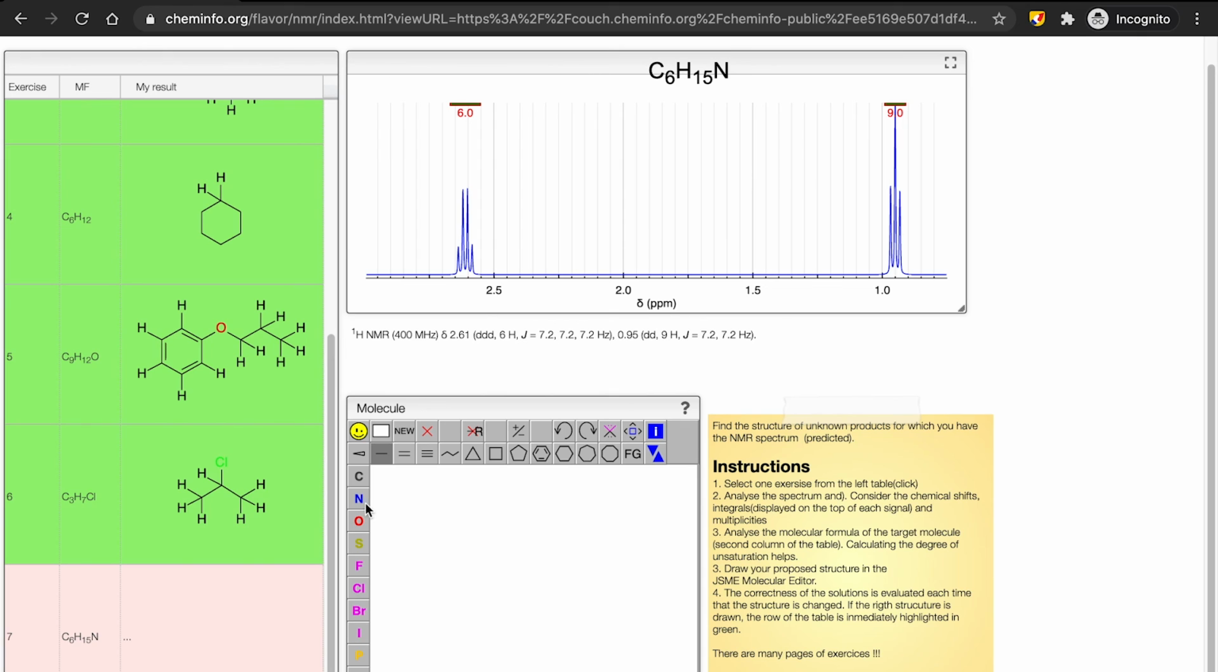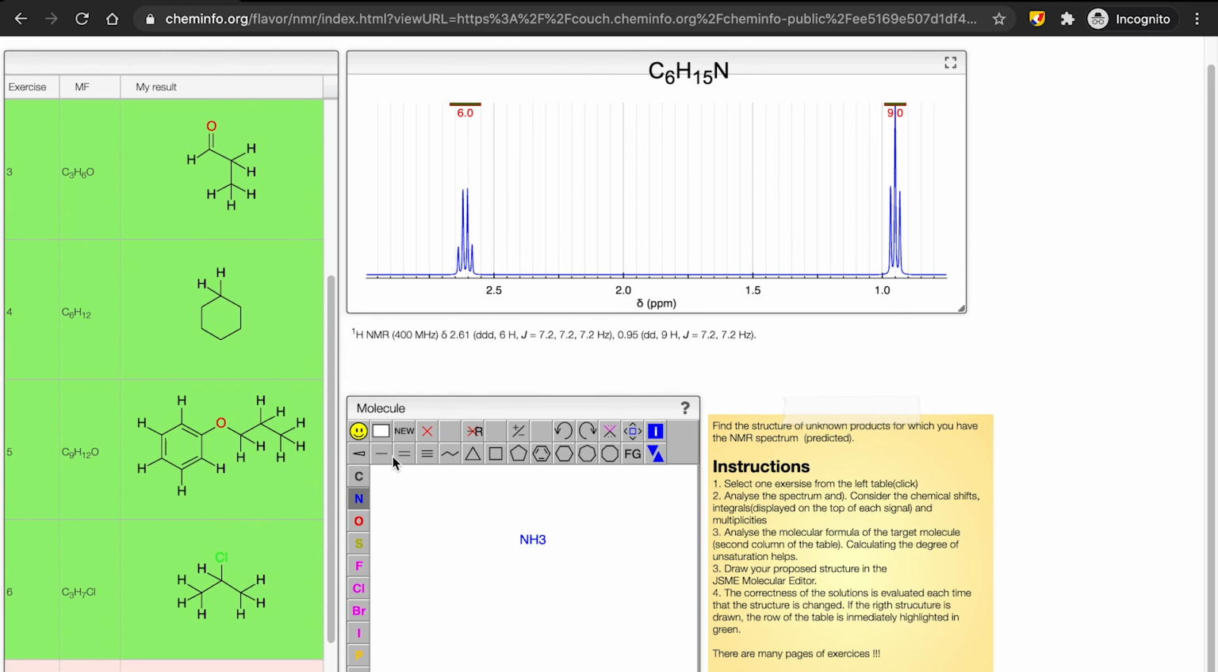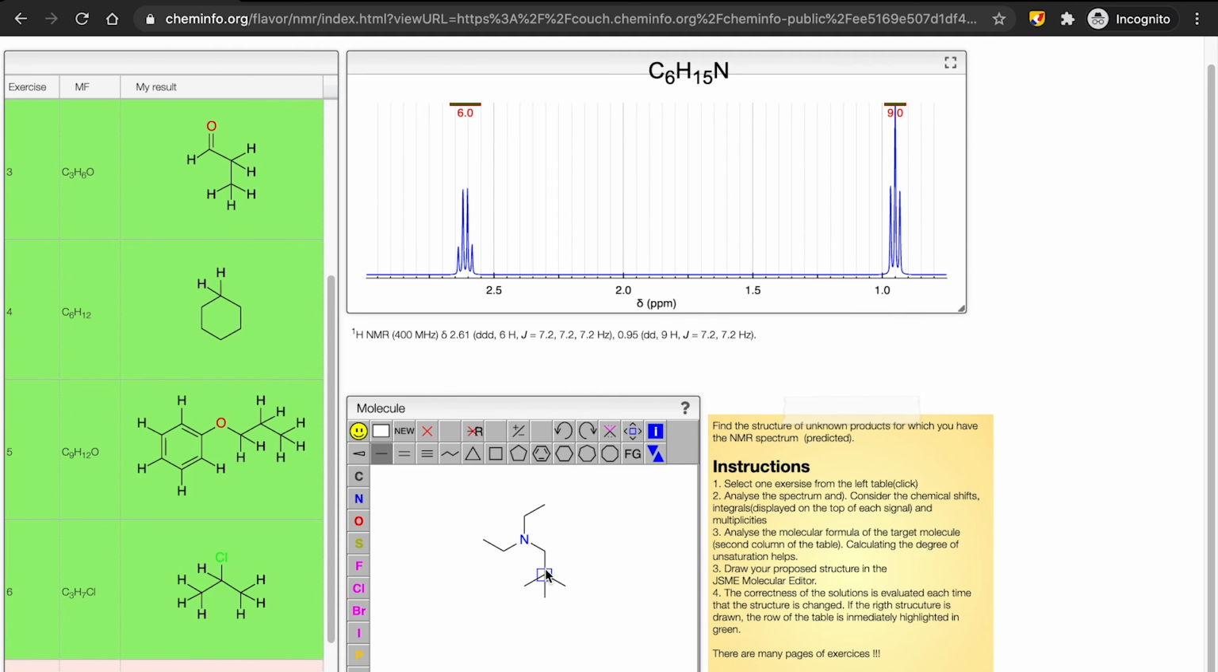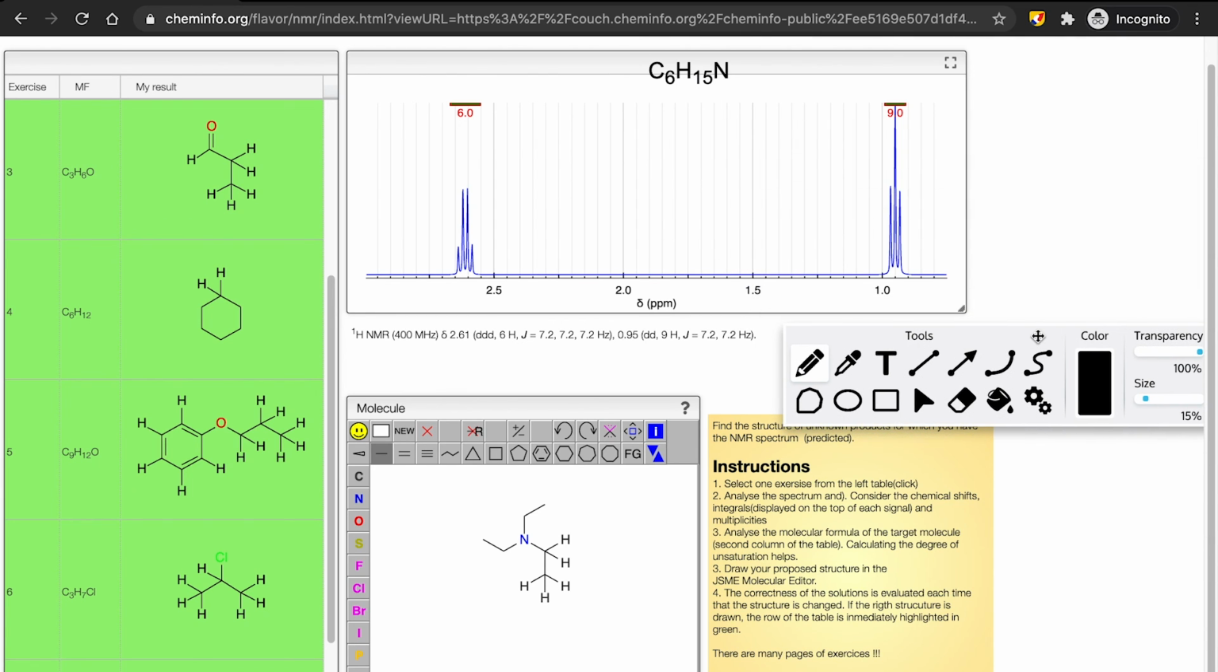If we simply draw in a nitrogen, and we add 3 ethyl groups, we arrive at the correct answer. In this case, I'm only going to draw the hydrogens on one of the ethyl groups just to see it. H, H, H, H. And then we can assign each of these types of hydrogen to their peaks.